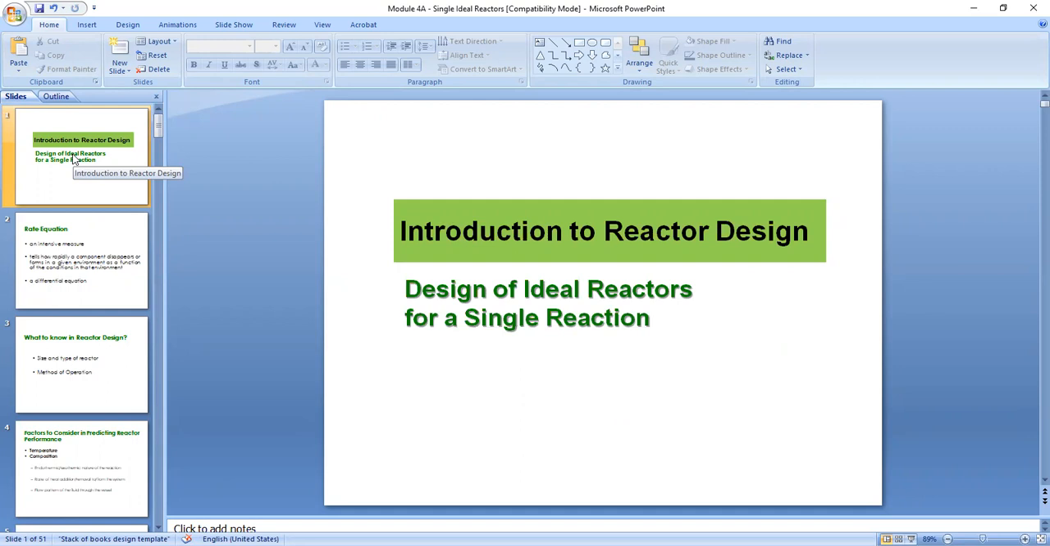This is divided into three sections: the introduction to reactor design, the design of ideal reactors for single reaction, then a continuation, another set of slides still on reactor design, and a third one. But for now, we will be designing only one particular reactor for a single reaction. So we're not talking about multiple reactions here, just single reactions facilitated in any of the three ideal reactors. So this is the intro to reactor design.